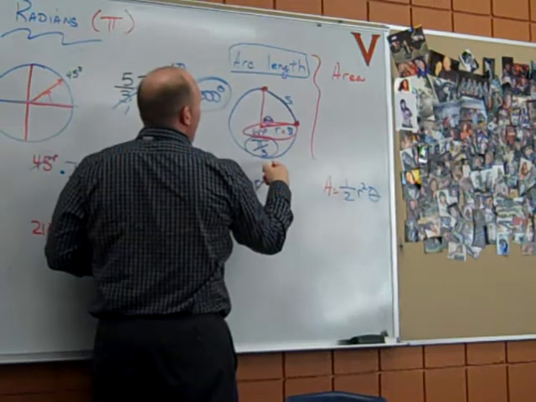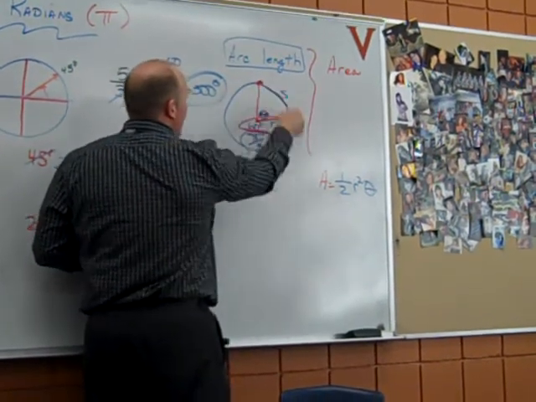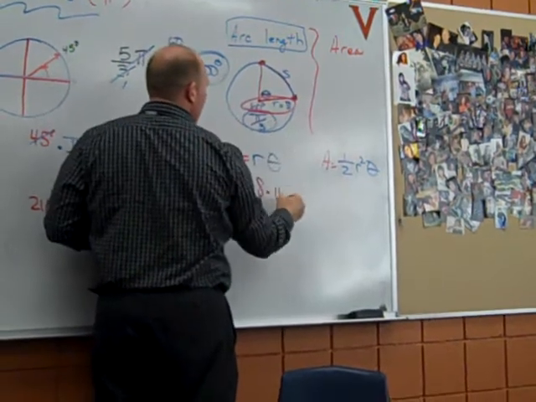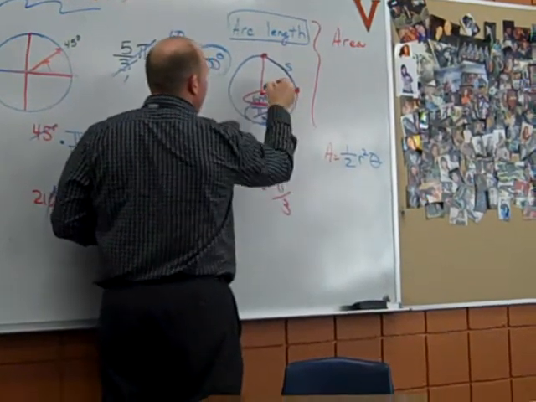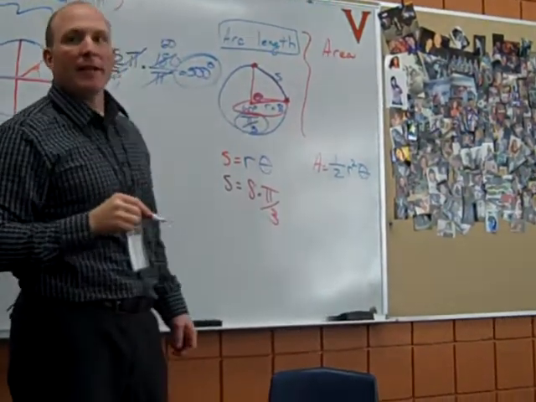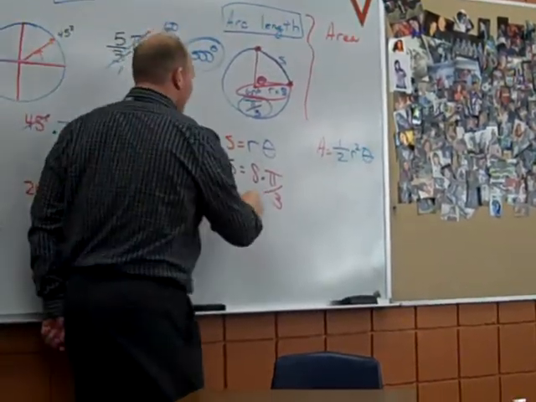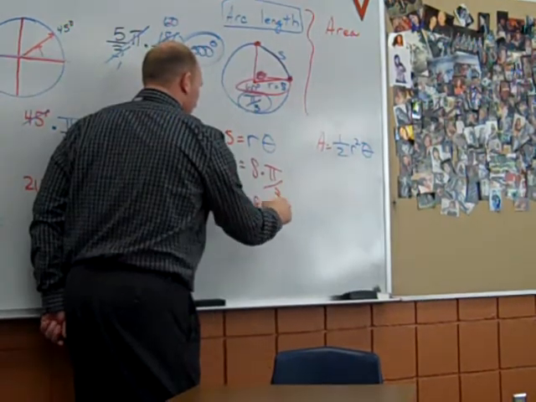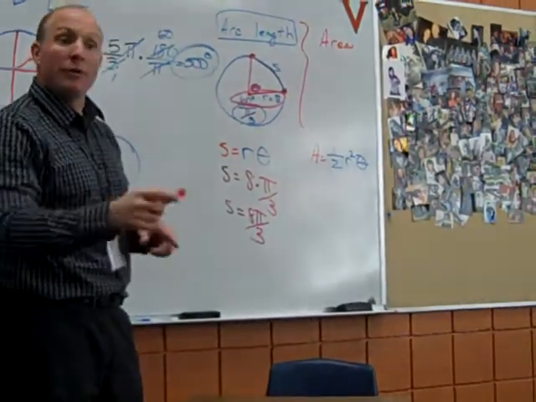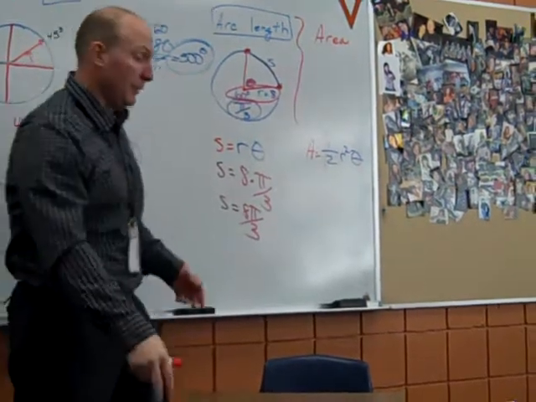Okay. So to find this arc length, I'm going to take the radius times the interior angle, which is theta in this case. Anybody know what 8 times pi over 3 is? 8 pi over 3 and leave it. Walk away quickly.